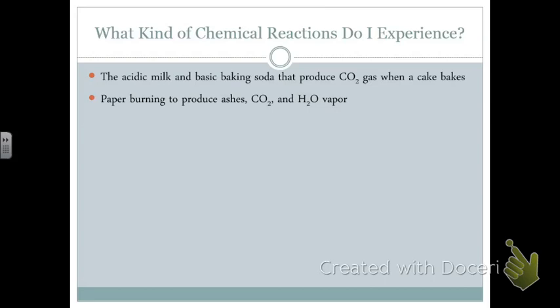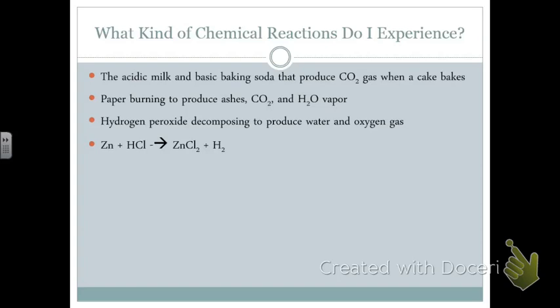When you make a cake, and some of you may have done that over the holidays or eaten some dessert over the holidays, you've got acid in milk, lactic acid, and you've got baking soda that you add to a cake mix, and that chemical reaction that takes place while the cake is baking produces carbon dioxide gas. When we burn a piece of paper, we produce carbon dioxide and water vapor and ashes. When hydrogen peroxide decomposes, it produces water and oxygen gas, and we proved that when the splint relit.